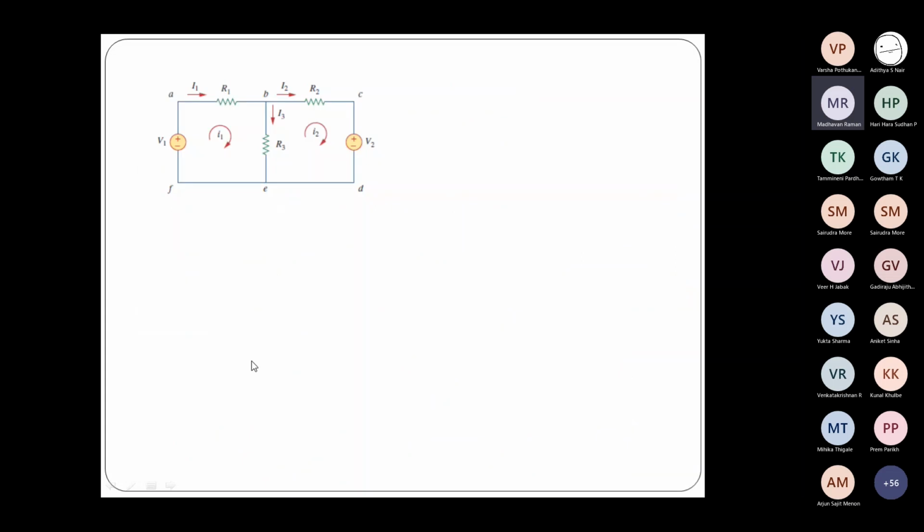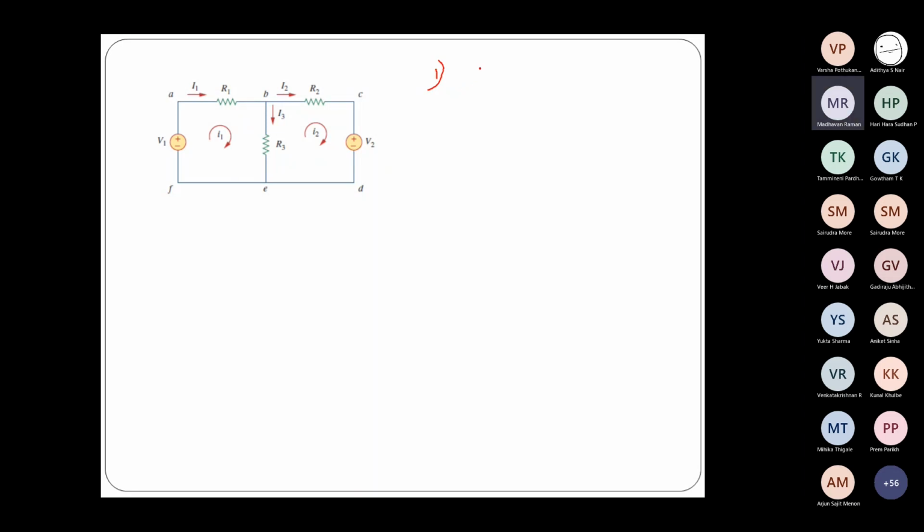Okay, so now let's see how to do mesh analysis. Let's consider a very generic, very simple DC circuit. Maybe I will tell you the steps. The first step is to check whether the given network is planar or non-planar, to find out whether we can go for mesh analysis or not. Okay, so that will be your first step.